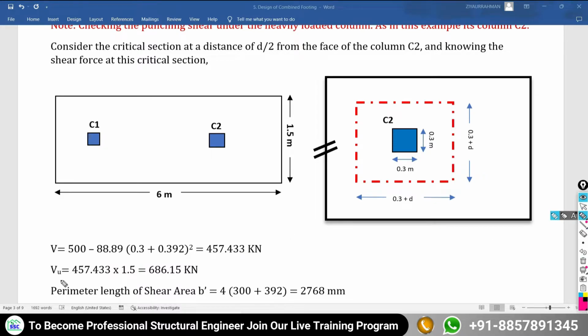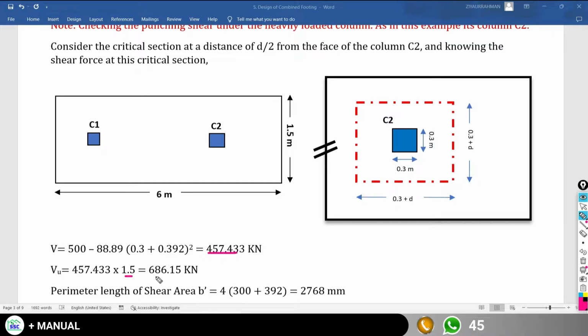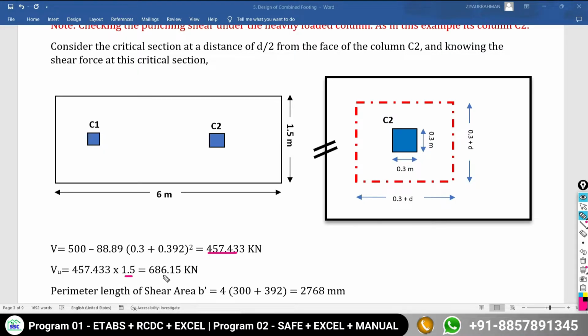I want to calculate the factored shear force. So you have to multiply this value with 1.5. You are getting the factored shear force as 686.15 kilonewton. So the shear force we are getting.